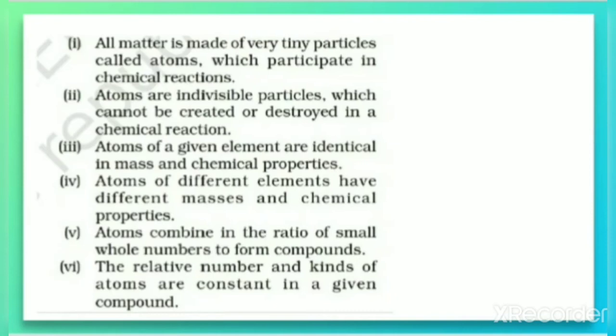If you take atoms of different elements, like hydrogen and oxygen, which are two different elements, the atom of hydrogen and the atom of oxygen are always different. They are different in mass and different in chemical properties. So the fourth point states that atoms of different elements have different masses and chemical properties.